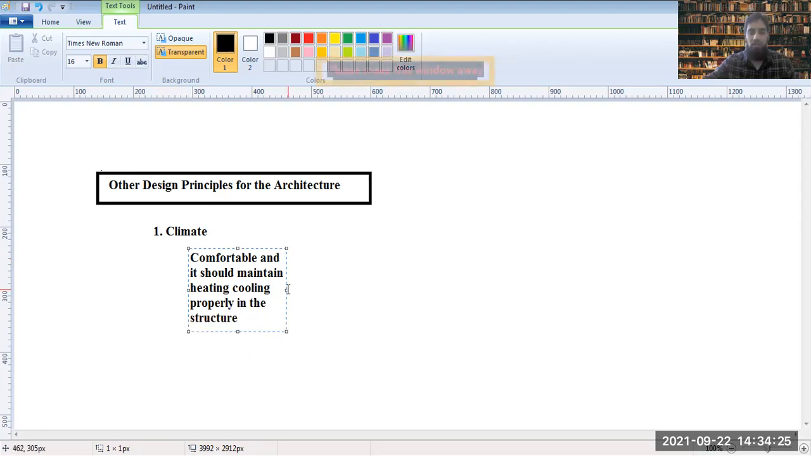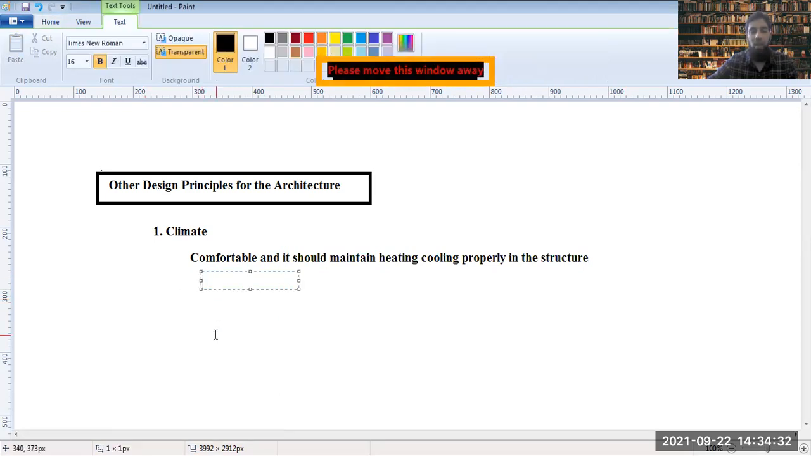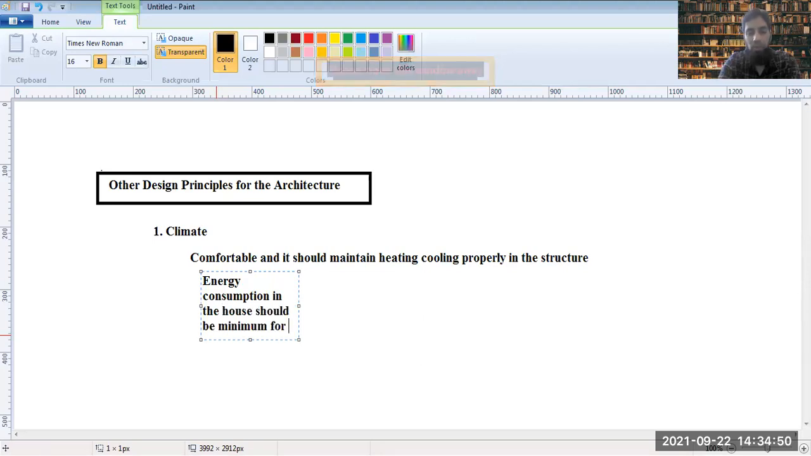So, when we say a particular climate, it is that your energy consumption in the house should be minimum, both for cooling as well as heating. Your energy consumption should be minimum.